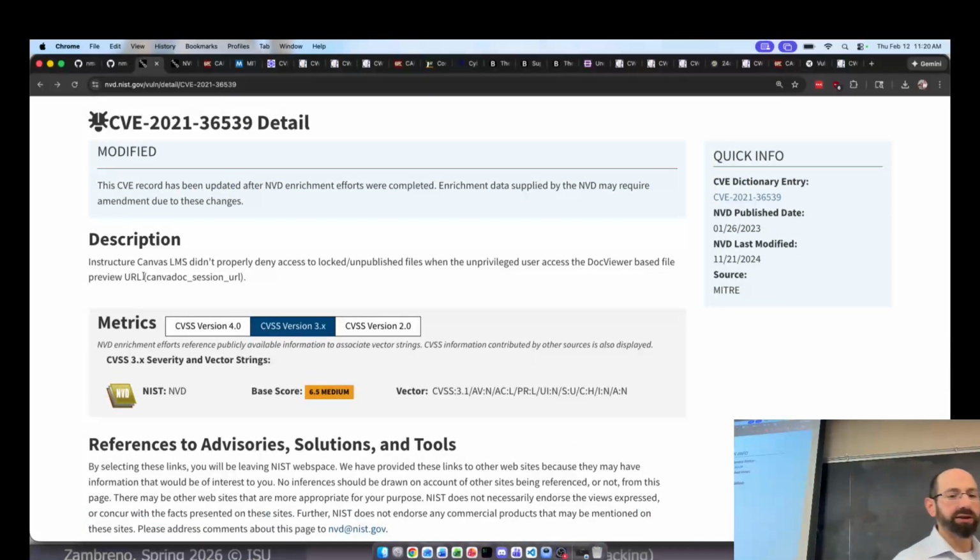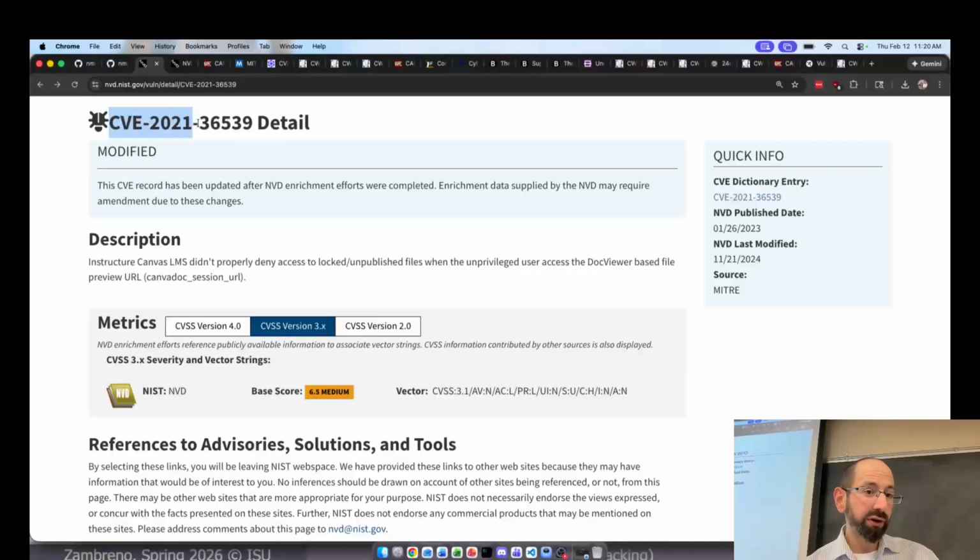I picked 2021. This is a Canvas CVE. There's no shortage of Canvas CVEs. So Canvas, literally the learning management system or software, whatever it is that we use for this course. It is a complex piece of software that the university pays a lot of money for. And because it's a complex piece of software with a lot of different use cases, it has software vulnerabilities associated with it.